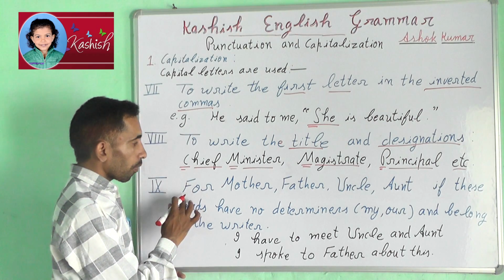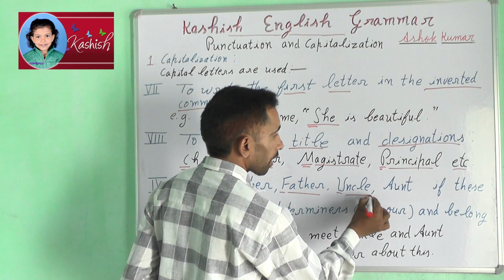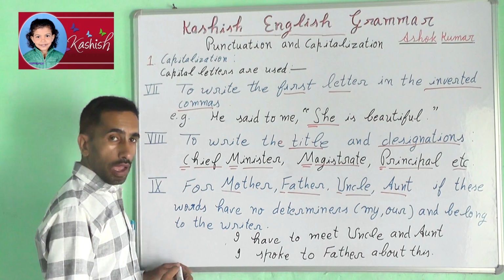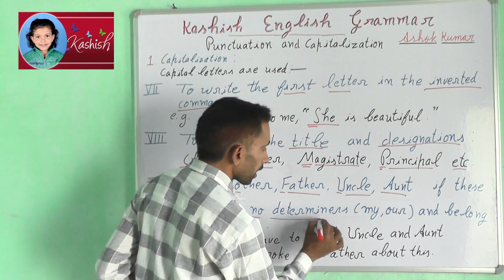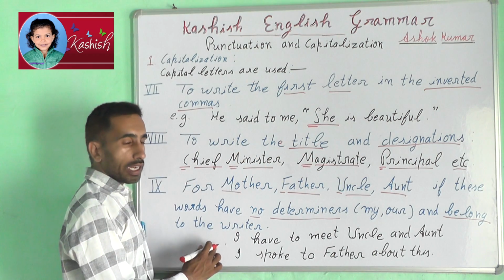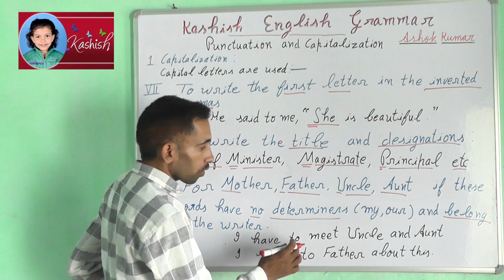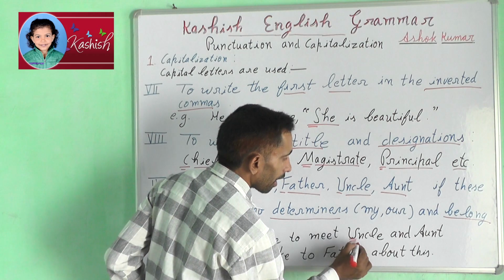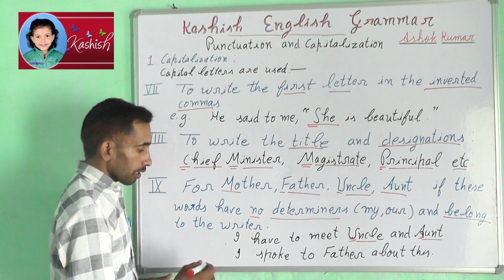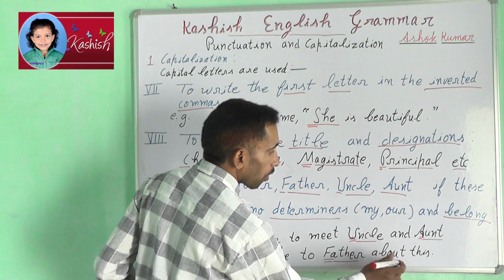Ninth, for mother, father, uncle, aunt, if these words have no determiners and belong to the writer. For example, I have uncle and aunt. Next, I spoke to Father about this.